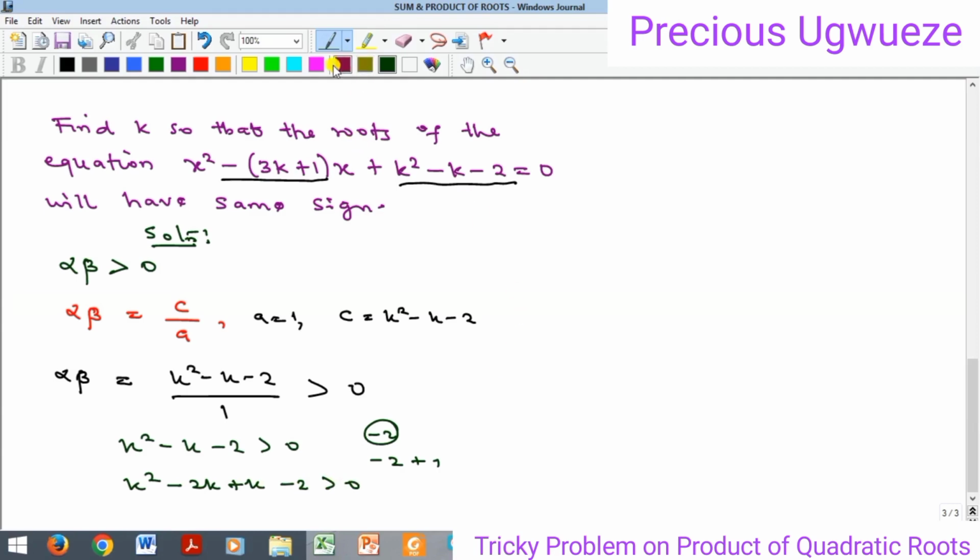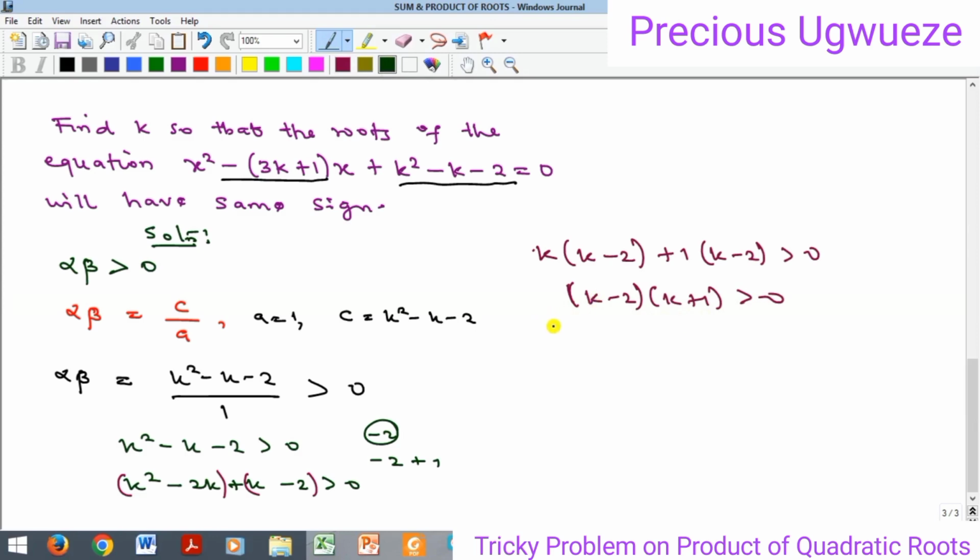And so if we factorize these two now, or put them into two brackets, here we are going to have k into k minus 2, and over here you will have 1 into k minus 2, and all of this greater than 0. So here you will have k minus 2 into k plus 1 is greater than 0. For you to have this to be greater than 0, if you watch my previous video, you will see where I said for this to be greater than 0.